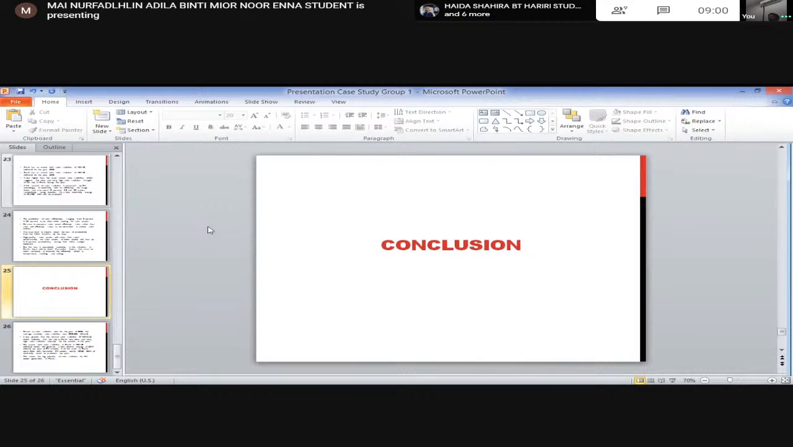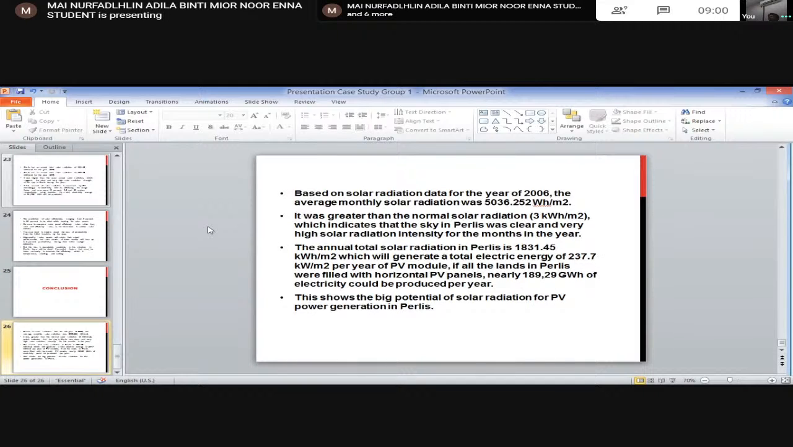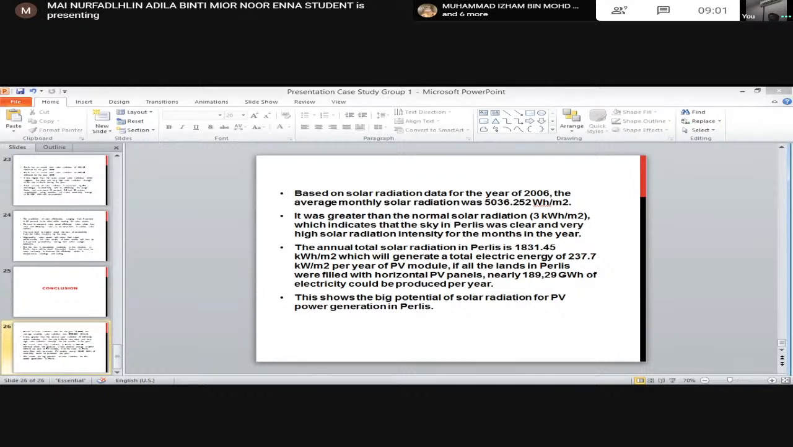The conclusion. In this case study, based on solar radiation data for the year 2006, the average total solar radiation was 5036.252 watt hour per meter square. It was greater than normal solar radiation of 3 kilowatt hour, which indicates that the sky in Perlis was clear, with very high solar radiation intensity for the months in the year.